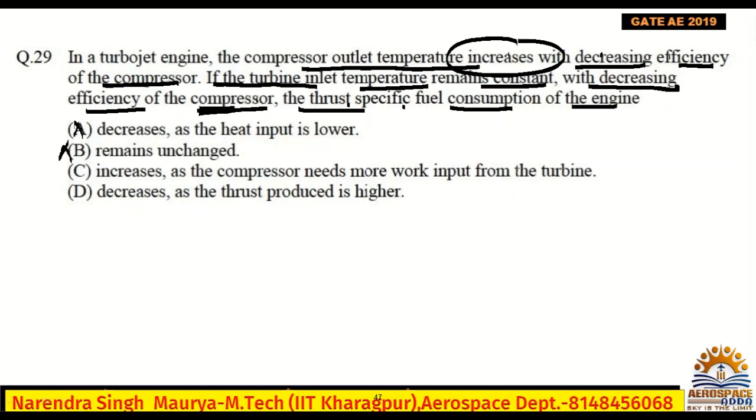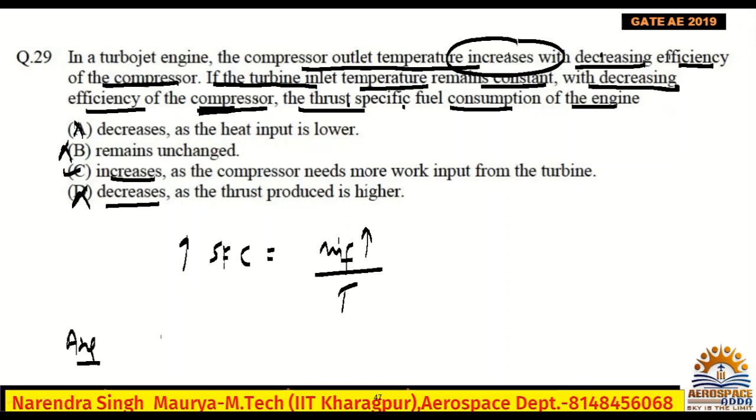Otherwise, what I have explained: the compressor is not efficient, because efficiency is decreasing, it is not efficient at raising the temperature. So what you will do, you will burn more fuel. You know SFC is nothing but m dot f divided by thrust. So if you are increasing m dot f, SFC will be increasing. So increases, this is correct. Only increases is enough to give the answer. Here the rest are decreases, remains unchanged, decreases. But which one is correct? Option C. So what is your answer? Option C.